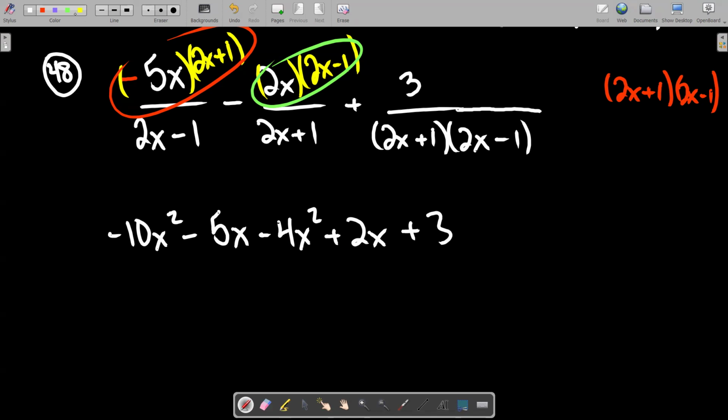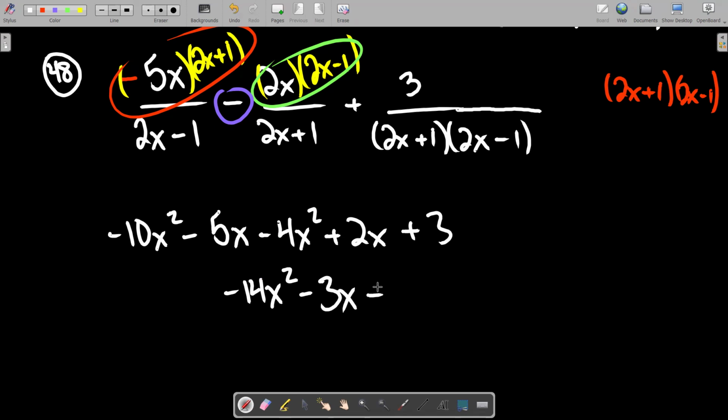Because this minus that I'm circling in purple, remember, affects everything immediately after it. So I did not want to write minus 2x, knowing I'd have to change it anyways. And then, of course, the 3 comes from the back. Let's clean it up. How many x squareds do we get? How many x's?